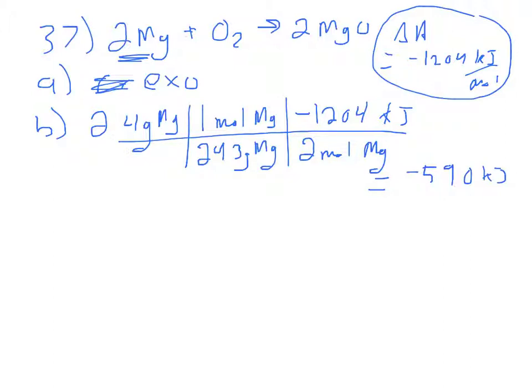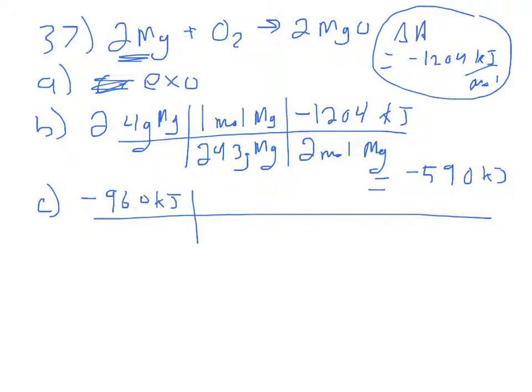for C, except it says it produces, so we're just going backwards here on C. It produces negative 96.0 kilojoules, and it wants to know how many grams would you have to use to get that amount of heat. So now we can just take our enthalpy proportion, and that is in kilojoules for every 1 mole, and we're dealing here with MgO.